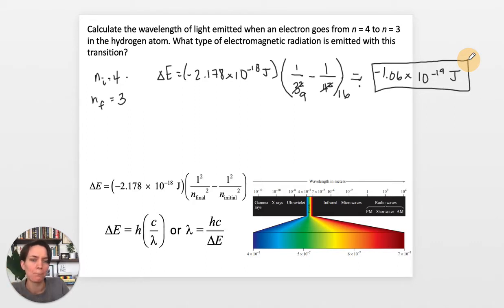Okay. So now we want to use the equation that we encountered last lecture, the change in energy being equal to Planck's constant times the speed of light over wavelength. You can see at the bottom here, I've rearranged that equation so that wavelength is equal to Planck's constant times the speed of light divided by that change in energy. So we're just going to plug that in here.